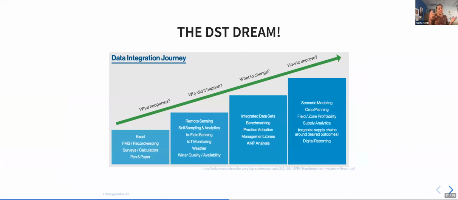So this is the DST dream, right? We're all trying to plod along this journey of not just helping people figure out what happened, but also why it happened and what to change. And most importantly, down the line, how to actually improve once you've figured out the basics.